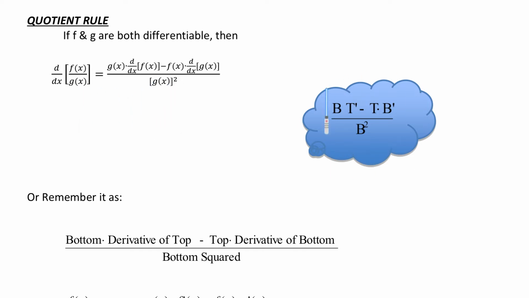So here's how we memorize this. I put it in the little cloud over here. Bottom times derivative of the top minus the top times derivative of the bottom over the bottom squared. So bottom times derivative of top minus top times derivative of the bottom over the bottom squared. b t prime minus t b prime over b squared.